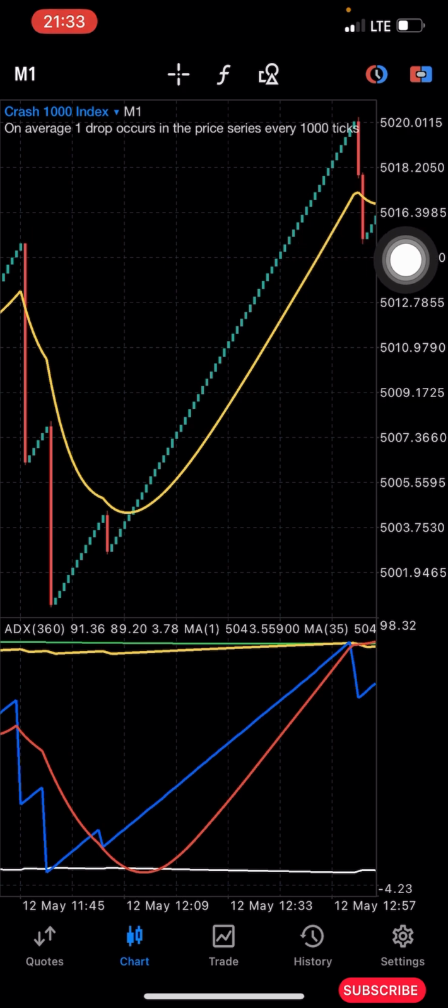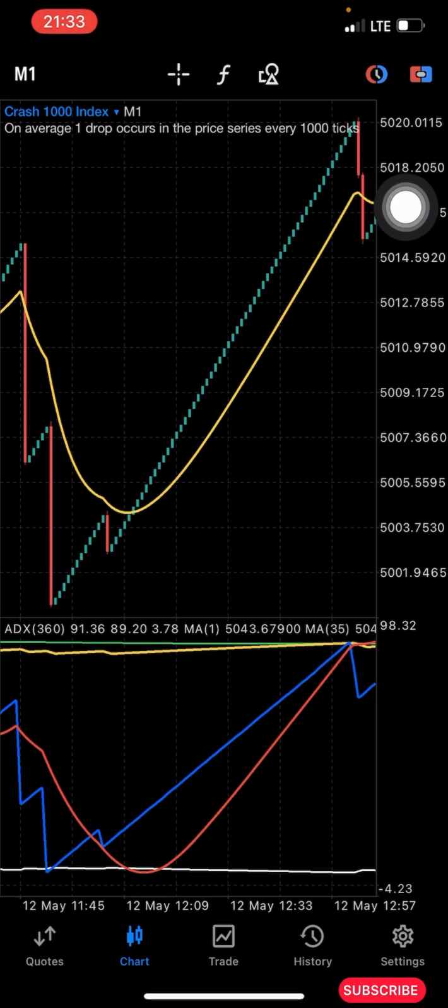All right, so on Boom we are going to be looking for buy entries, and then on Crash we look for sell entries. Because this is a spike catching strategy, we use it to catch spikes in the market. Once it gets to the overbought level, you wait for a spike to occur.